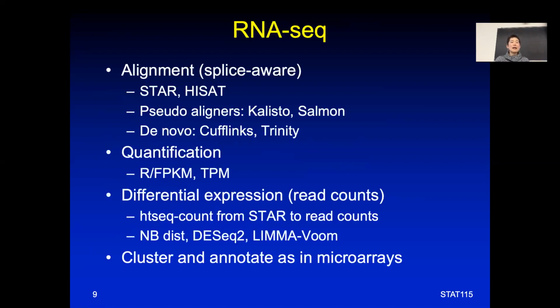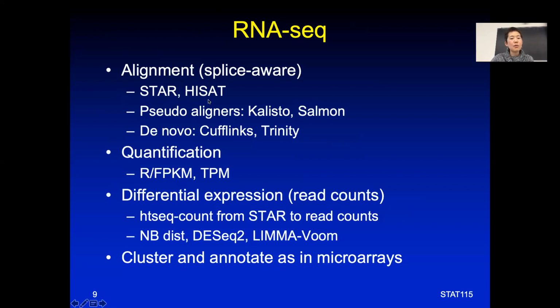Then we talked about RNA-seq. So for RNA-seq alignment, we need an aligner that's splice aware, meaning that it knows that these are exons and there would be reads that cross from one exon to the next exon with a gap in the middle, right? By creating those junctions in the index. So we asked you to try STAR in the homework.